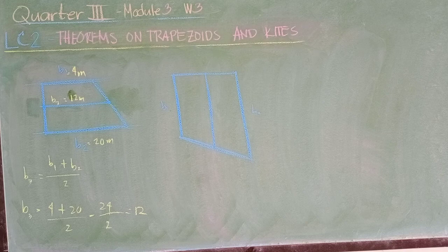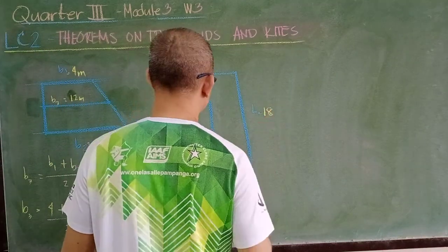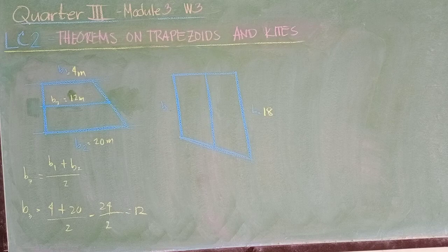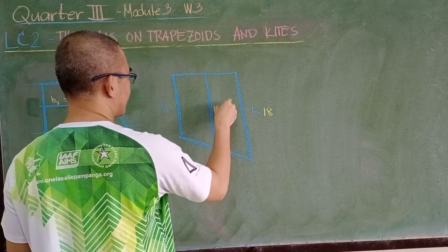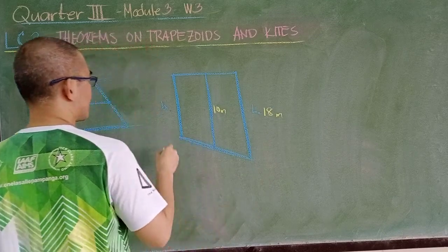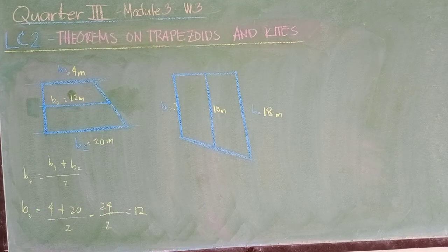Now what if yung base undefined? What if yung base nawawala? Paano natin kaya isosolve yun? So, halimbawa, base 2 is 18. And then, yung median natin is 10 meters. So, yung base 1, ano kaya yung measure? Paano makukuha yung nasa taas?